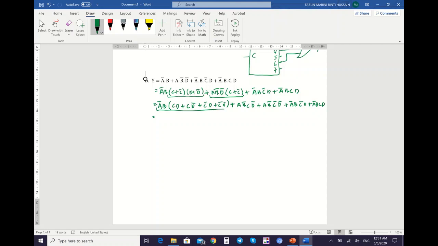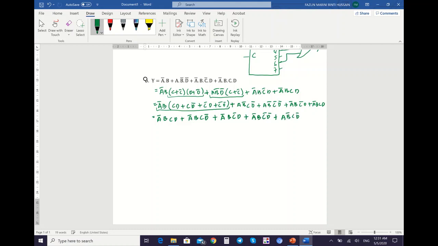So you will get A bar and B C D, plus A bar and B C D bar, plus A bar and B C bar and D, plus A bar and B C bar D bar. Then the other values you just copy, so please be careful when you copy the product terms.